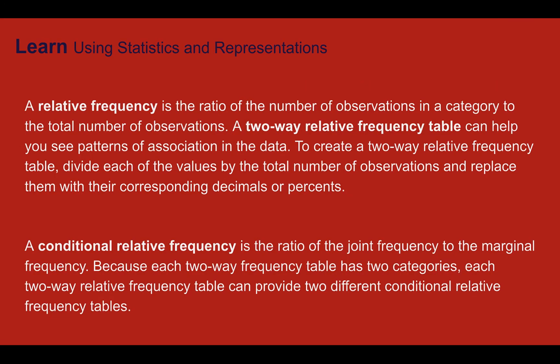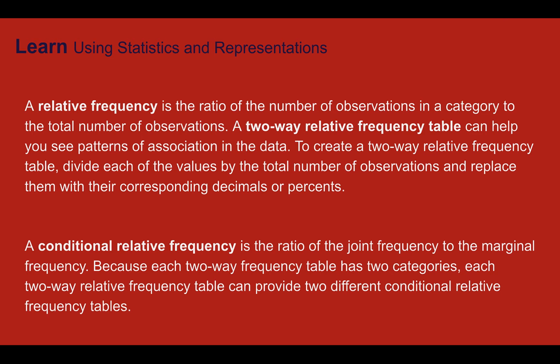Let's learn using statistics and representations. A relative frequency is the ratio of the number of observations in a category to the total number of observations. A two-way relative frequency table can help you see patterns of association in the data. To create a two-way relative frequency table, you just divide each of the values by the total number of observations and replace them with their corresponding decimal or percent.